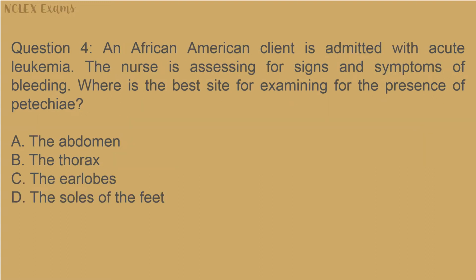Question 4. An African American client is admitted with acute leukemia. The nurse is assessing for signs and symptoms of bleeding. Where is the best site for examining for the presence of petechiae? A. The abdomen. B. The thorax. C. The earlobes. D. The soles of the feet.